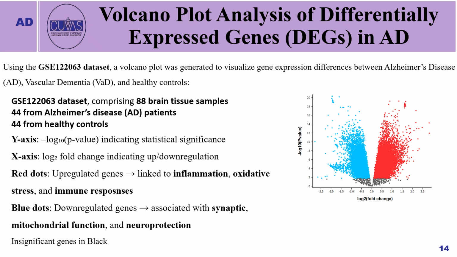Red dots are upregulated genes that were linked mainly to inflammation, oxidative stress, and immune responses, whereas blue dots are genes that were downregulated and associated with synaptic and mitochondrial function and neuroprotection. And these were some of the insignificant genes in black.